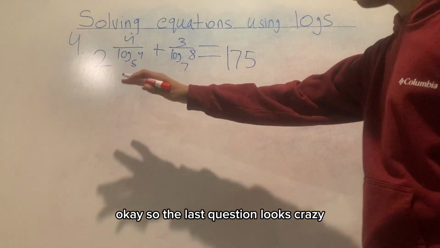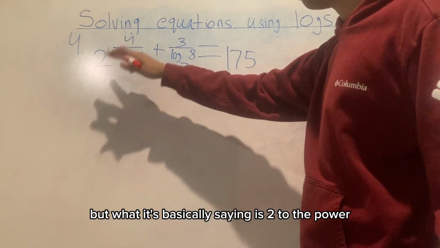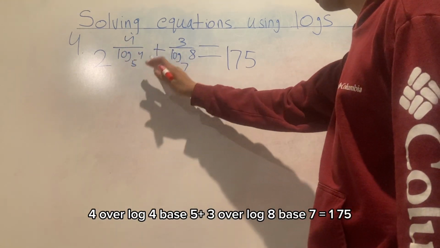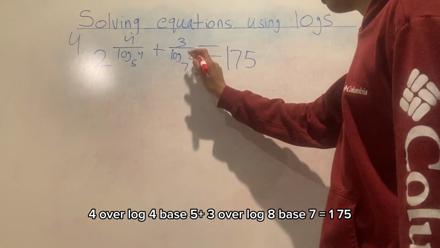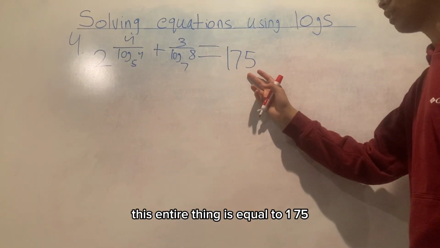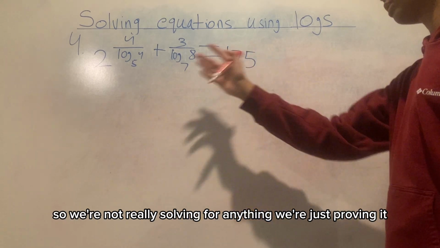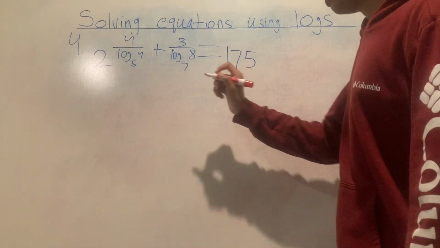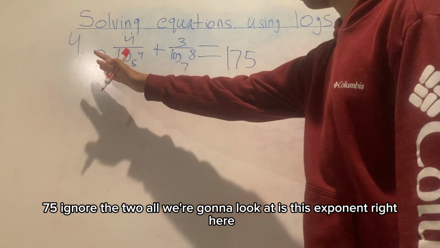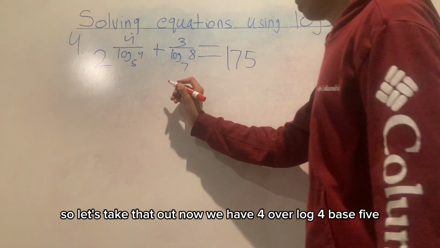Okay, so the last question looks crazy, but what it's basically saying is 2 to the power 4 over log 4 base 5 plus 3 over log 8 base 7 equals 175. This entire thing is equal to 175, and all we have to do is just prove that. So we're not really solving for anything, we're just proving it. So first, we ignore this equal sign, 175, ignore the 2. All we're going to look at is this exponent right here. So let's take that out.